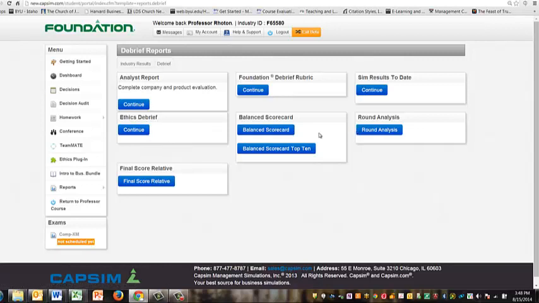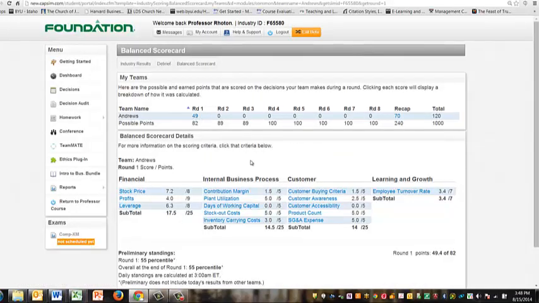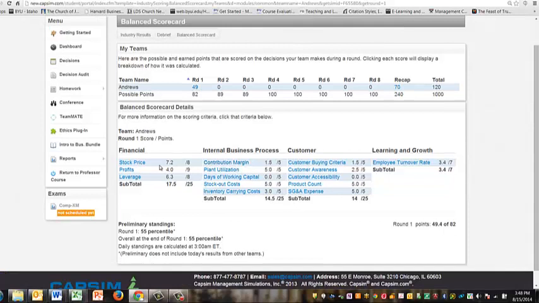But what we're going to be doing is based on the balanced scorecard. So what you're trying to do is get your balanced scorecard as high as you can get it. In round one, this individual got 49 points out of 82. And what you need to do is actually drill down on the 49 to see the point breakdown. You can see as far as their stock price goes, they almost got full points.